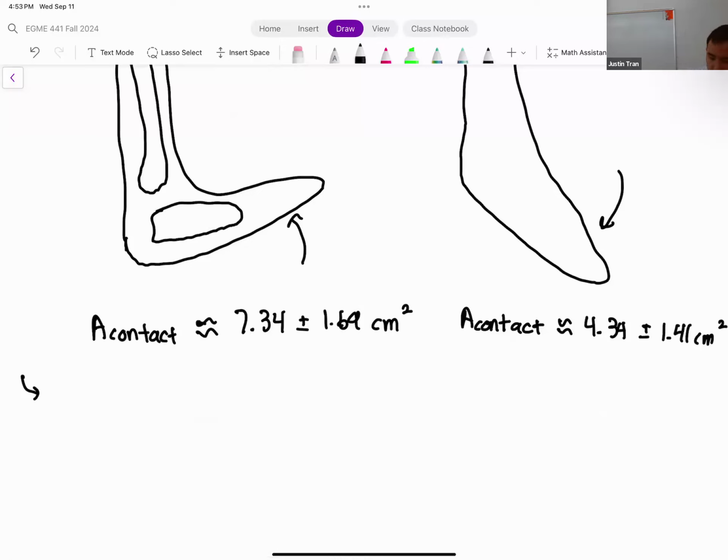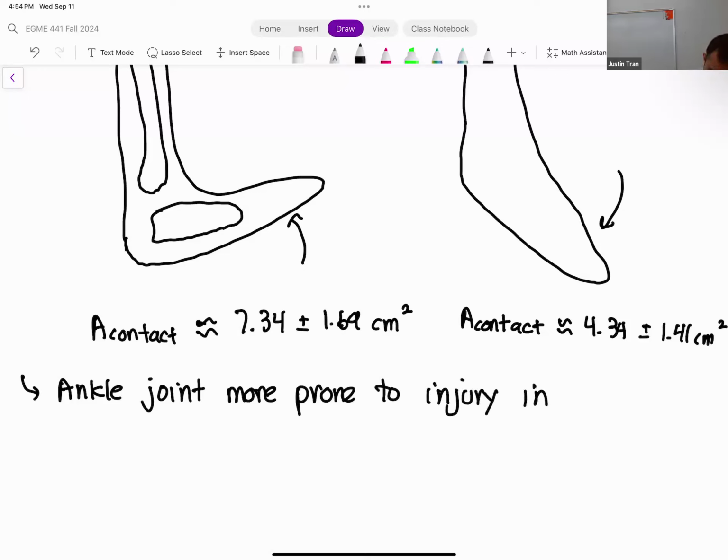And so what does this tell us? Based on what we know about joint stability, this tells us that your ankle joint is a lot more vulnerable in the plantar flexion state. And that makes a lot of sense.